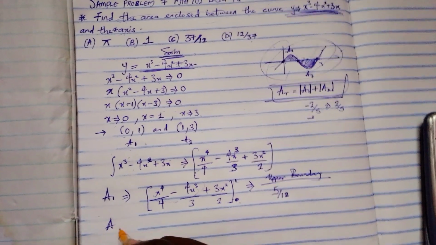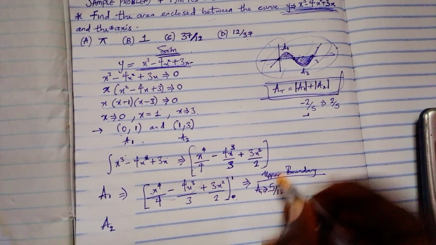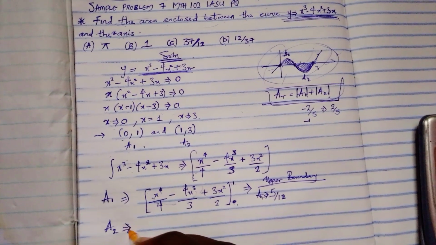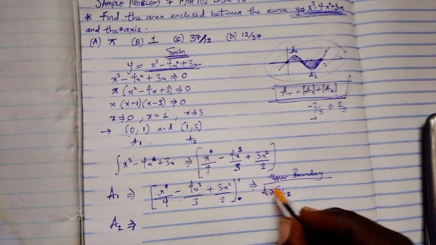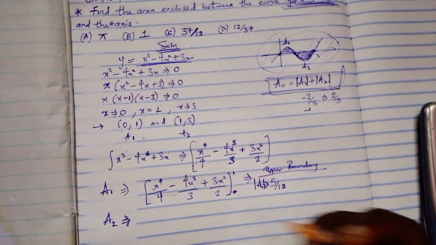Now let's look for the A2. The A1 is 5/2. Don't forget that we are still going to add it to the A2, that's why we are looking for the A2. So the A2, now it's already plus. No need of saying we are taking the absolute, because it's already plus.